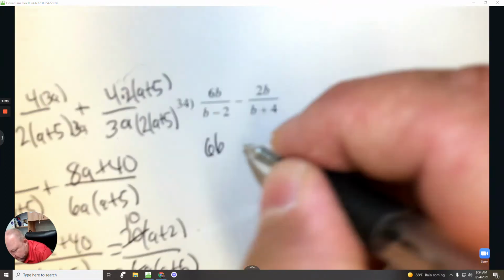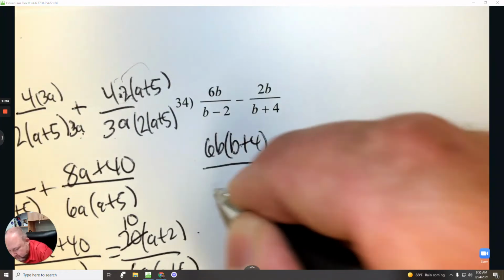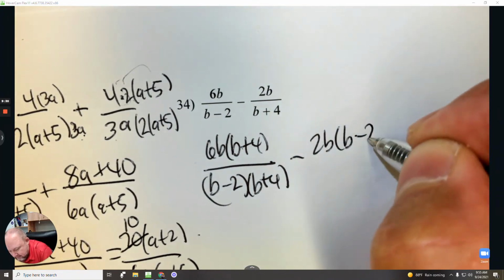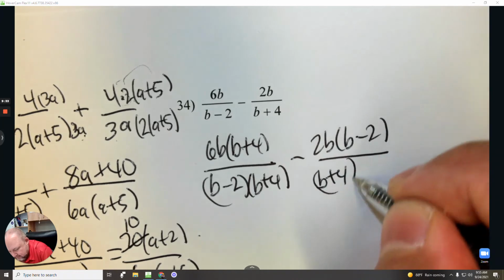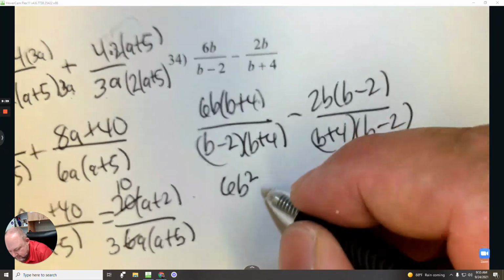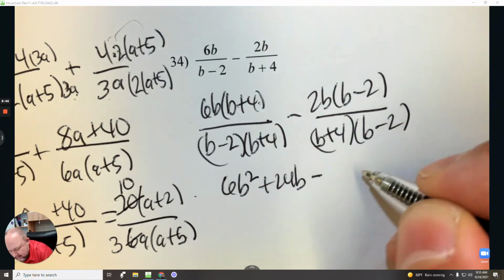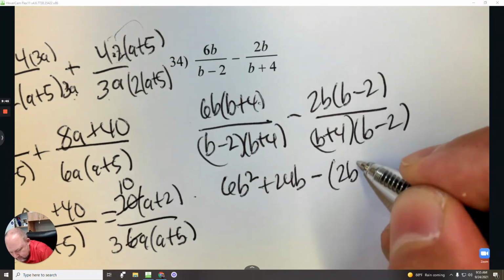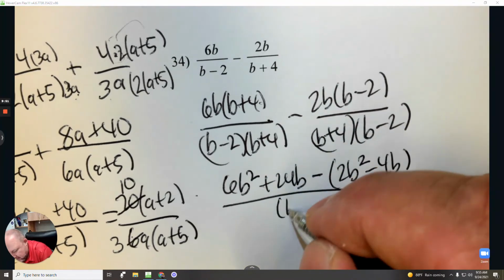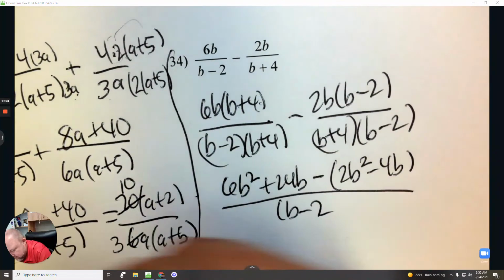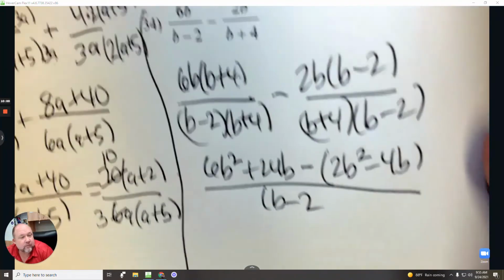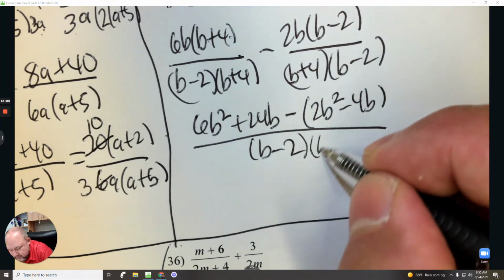So to get common denominators, I'm going to multiply top and bottom by b plus 4. And then for the second fraction, I'm going to multiply top and bottom by b subtract 2. That will make the denominators the same. So I have 6b squared plus 24b subtract 2b squared subtract 4b. And we have that one common denominator, which is b minus 2 and b plus 4.